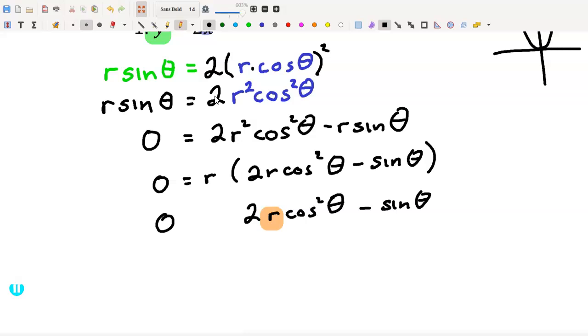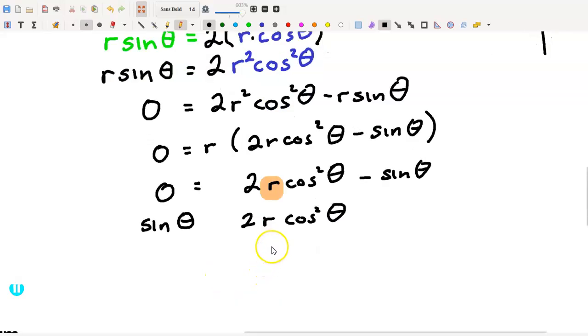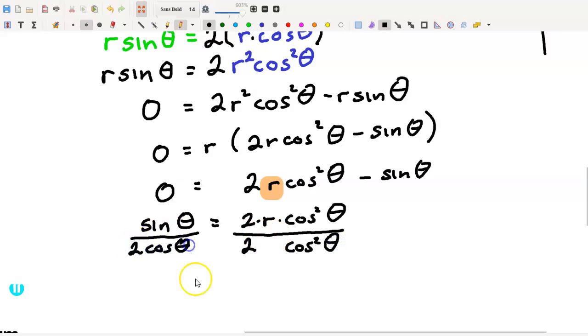Of course, we're trying to get r by itself, so we could take this minus sine theta, put it back over here, and then just divide by everything except what we're solving for. We're trying to solve for r, so you leave that alone. Divide by the 2, and divide by that cosine squared theta. That's gone. That's gone. And we have our final answer.